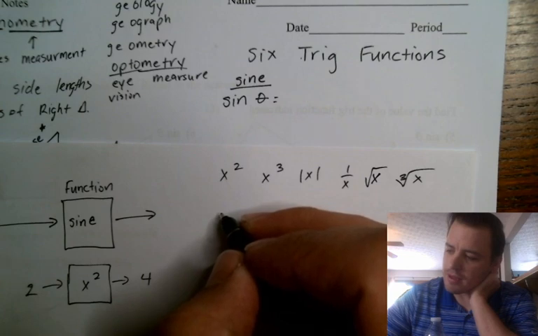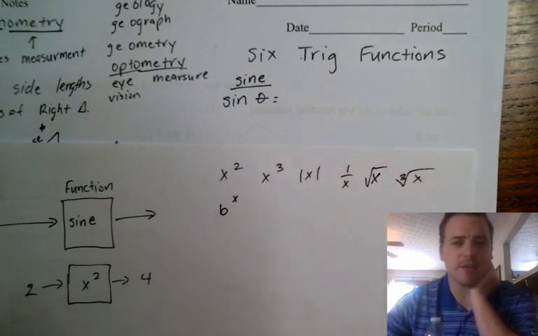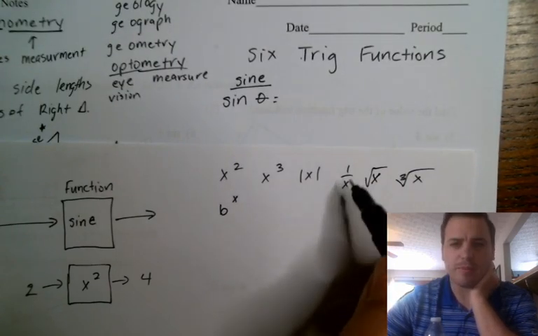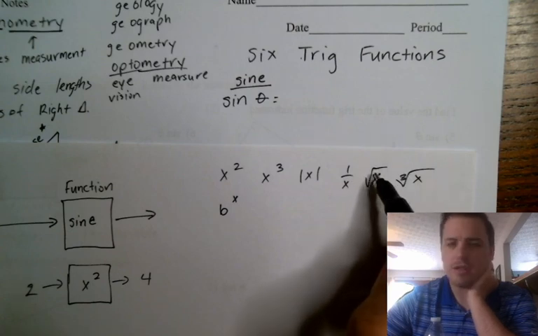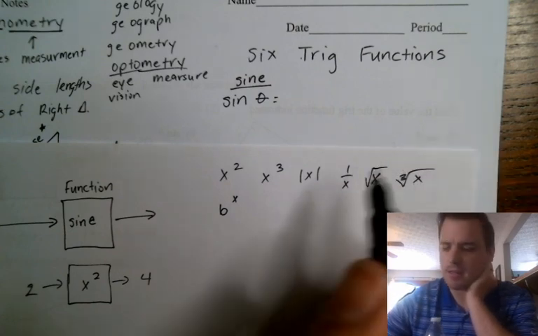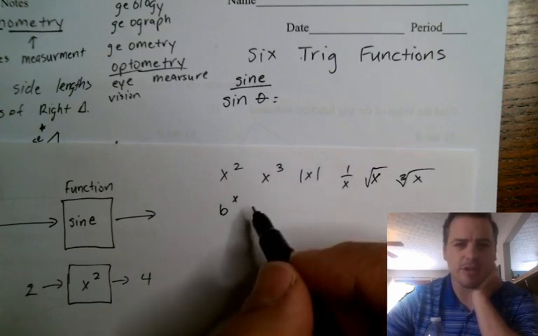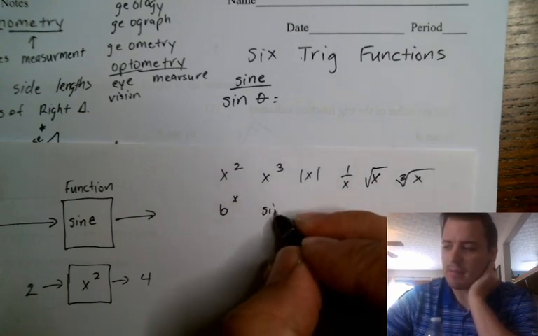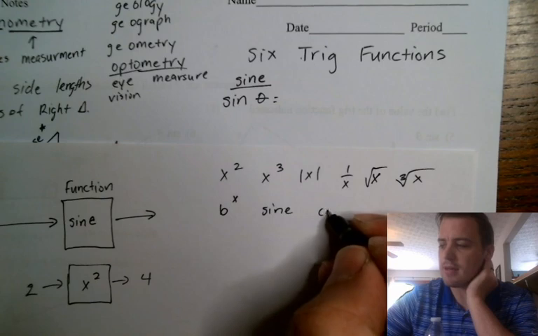Now we even know, what was I thinking of? B to the x, that we know that's exponential. We know that's a parabola, a snake, a v. The reciprocal function, they go opposite. Square root goes to the right. That's a snake sideways. That's the exponential function. Now we're about to add 6 more functions. Sine, cosine, and on and on and on.